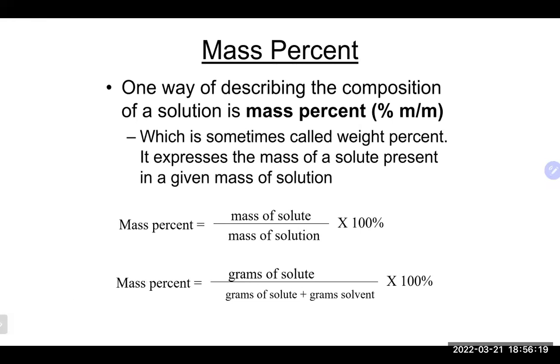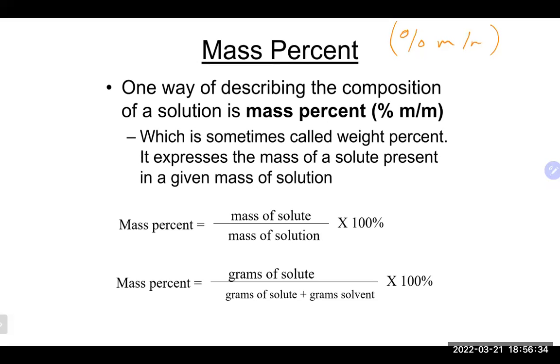Okay, so let's talk a little bit about another type of concentration unit. And this is what is known as mass percent. It's sometimes abbreviated like we see there, percent m/m. And that again means mass to mass percent.